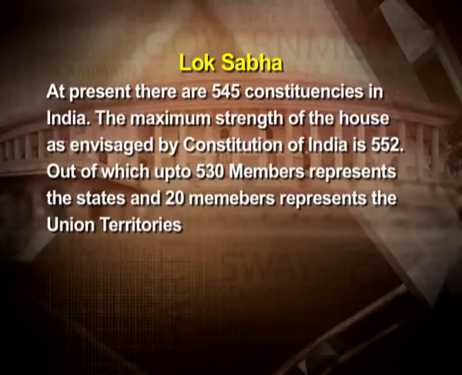For the elections of the Lok Sabha, the whole country is divided into territorial constituencies of roughly equal population. Similarly, for the elections of the State Legislative Assembly, the whole state is divided into territorial constituencies. One representative is elected through each constituency. At present, there are 545 constituencies in India. The maximum strength of the House as envisaged by the Constitution of India is 552, out of which up to 530 members represent the states and 20 members represent union territories.